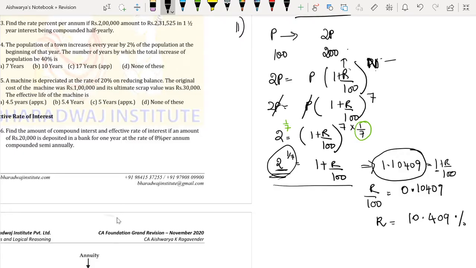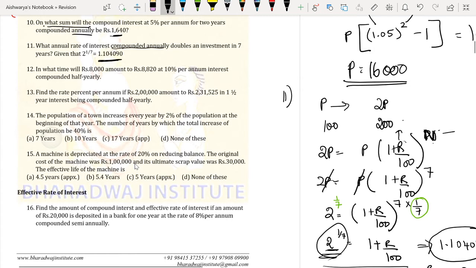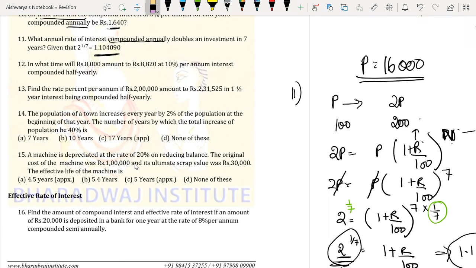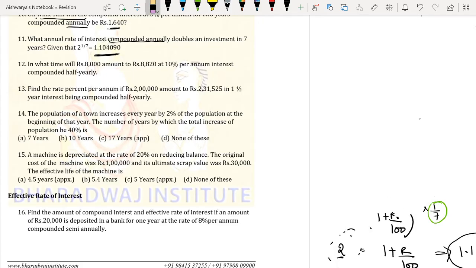Okay, yeah, continue, Archana. Which question are we in? Question number 12. Okay, this is a very simple question only, just straightforward, but we are just looking at how the compounded half yearly will work and how we are going to find R when R is missing.